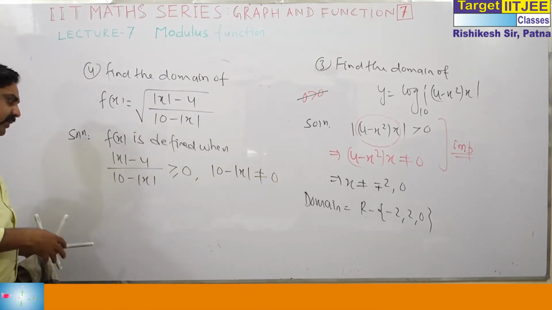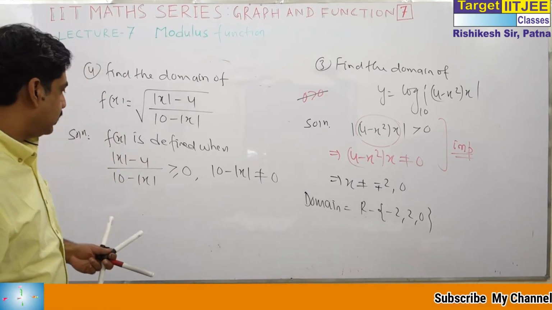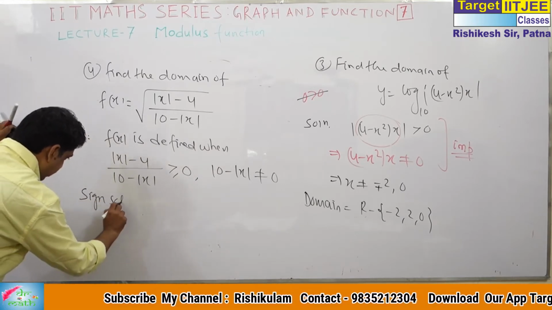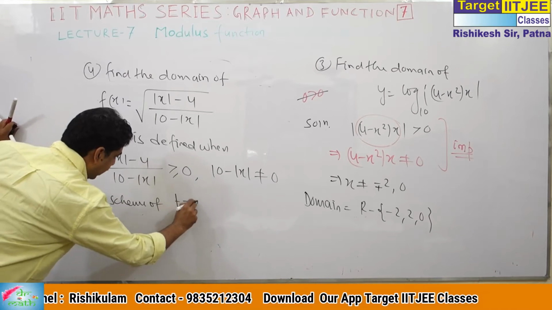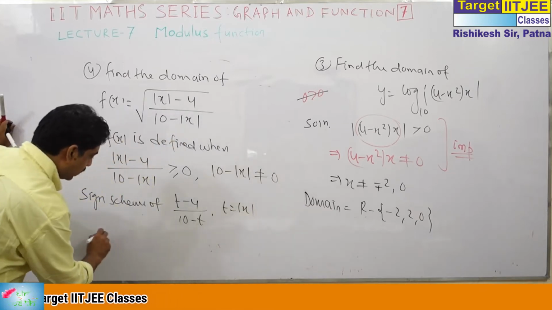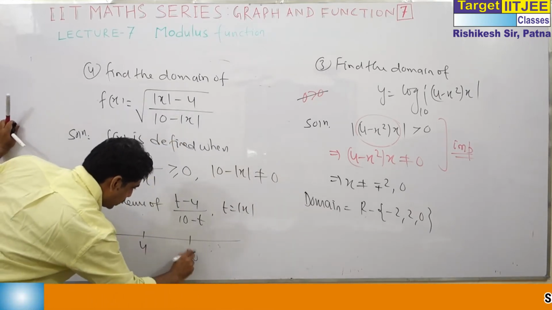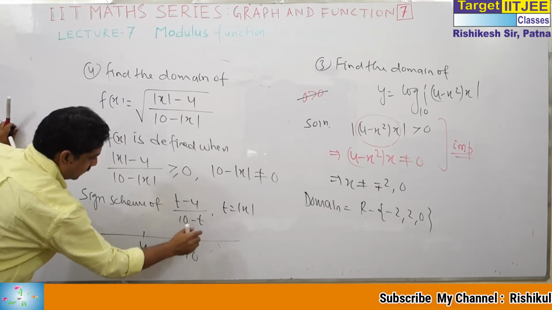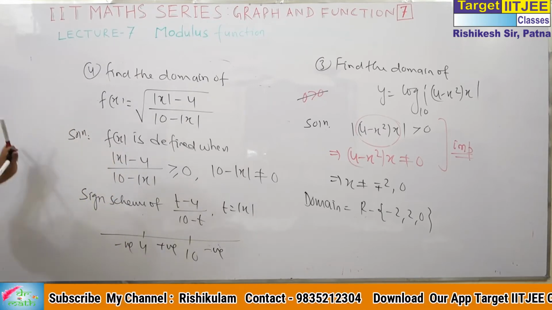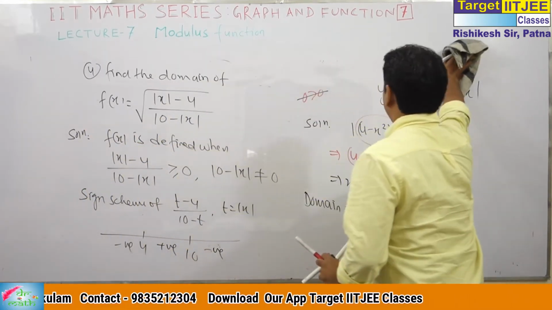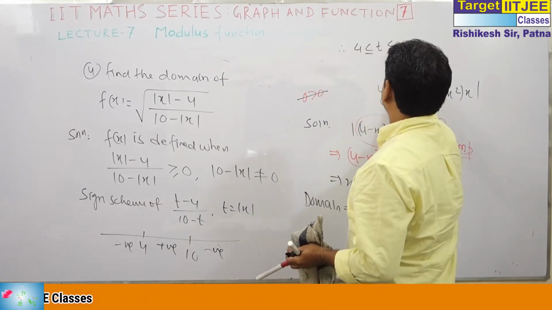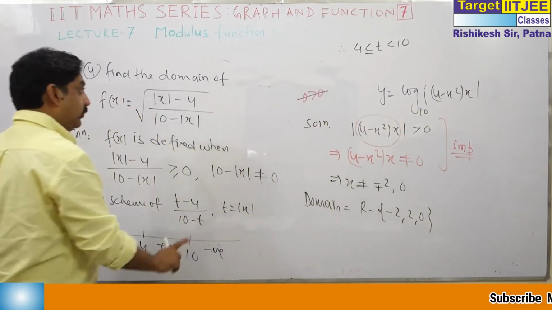Now we can take a sign scheme. Because this is mod. What is the sign scheme? Sign scheme of t minus 4 by 10 minus t. Actually here I have taken t is equal to mod x. What is the sign scheme? This is 4, this is 10. For values greater than 10, this is actually negative due to the minus t. This is positive, this is negative. So what do we get? We get 4 less than or equal to t less than 10. We cannot take t equal to 10 due to the denominator.